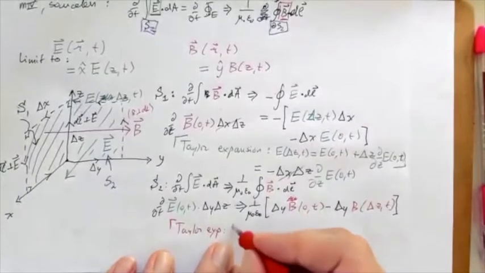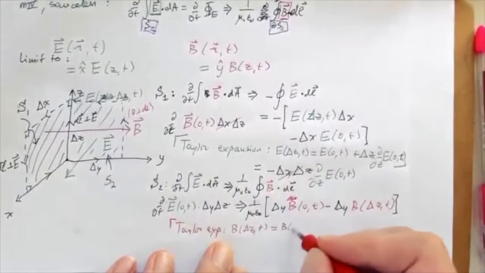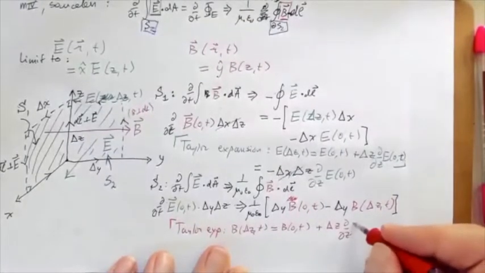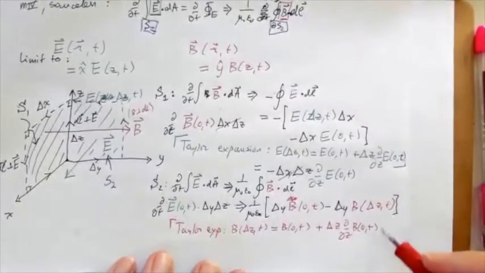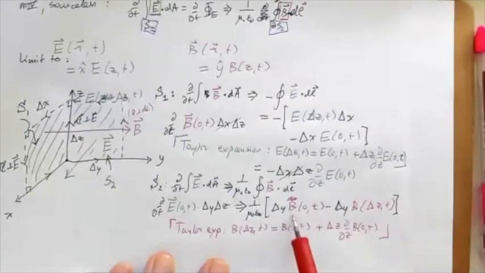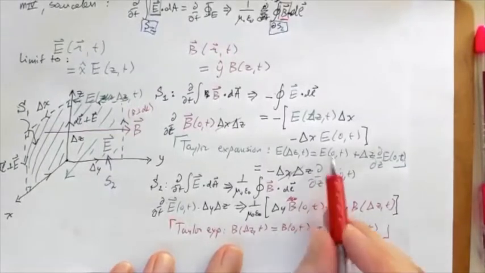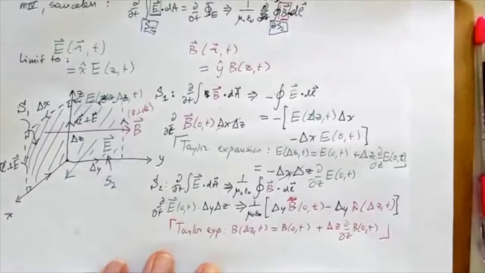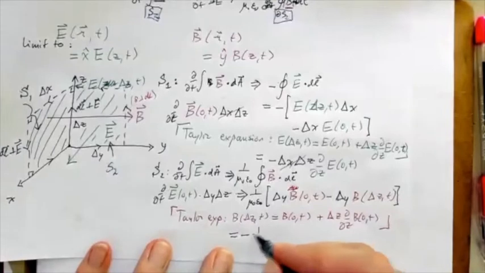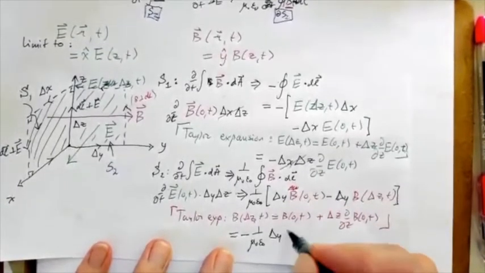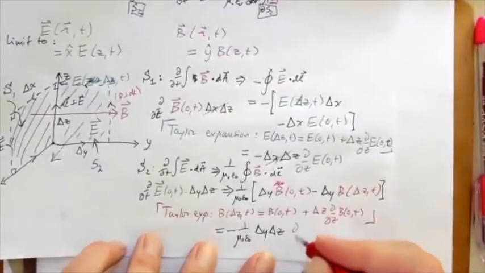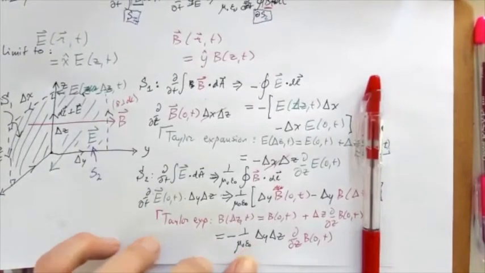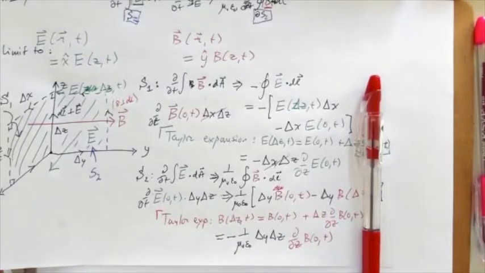And that means we can write B at delta z, t, is B at 0, t plus delta z times the derivative with respect to z of B evaluated at 0. Okay, so that's this one. Now, here we have the reverse of what we had here. So we have B at 0 minus B at delta z. So it's this minus this. So we'll pick up a minus, and we'll get, finally, minus 1 over mu naught epsilon naught delta y delta z, d/dz of B at 0, t.